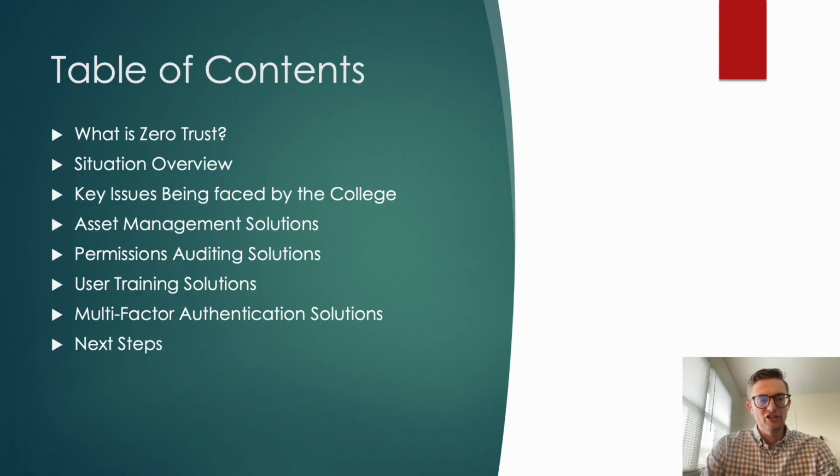So here's our agenda. First of all, we will cover what is zero trust, give a situation overview of the college, as well as key issues being faced by them. Then we'll get into some solutions: asset management solutions, permissions auditing solutions, user training, multi-factor authentication, and then next steps.